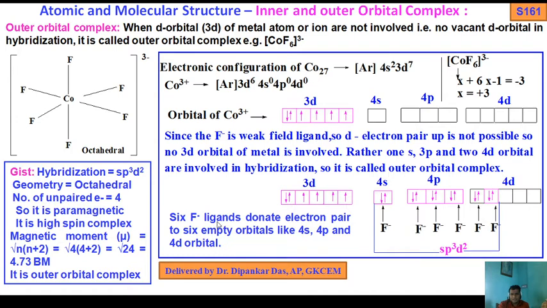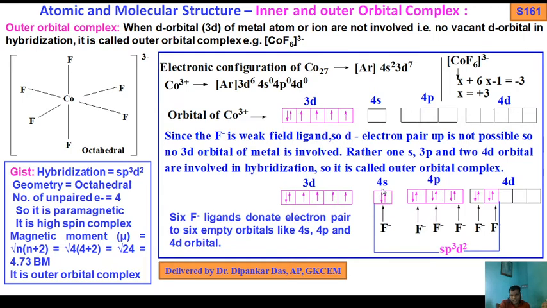Now the F minus ligands donate electron pairs. We should have 6 vacant orbitals: 1 from 4s, 3 from 4p, and 2 from 4d. Now F minus donates electron pairs to 4s. So 3 F minus donate 3 electron pairs to the 3 4p orbitals, and 2 F minus donate electron pairs to the 4d orbitals. Thus, which orbitals are involved? Here the s orbital is involved.